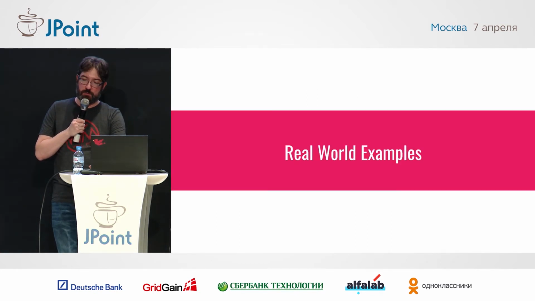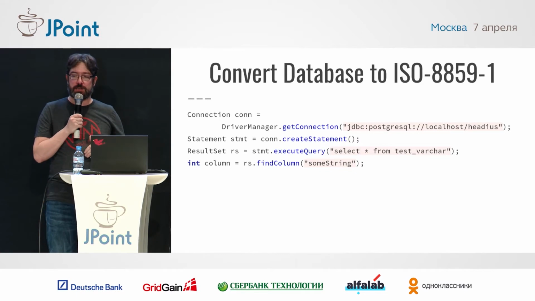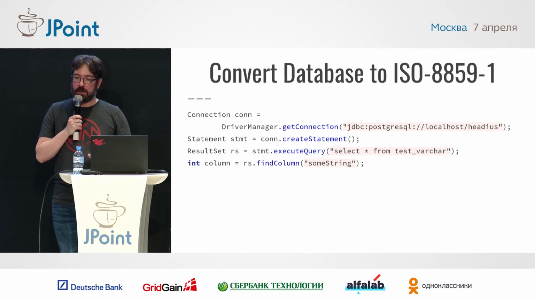Okay, so trying to wrap it up here. Some real-world examples. First one, we've got some data in our database. This is a Postgres database that's storing everything as UTF-8. And we want to be able to translate this out to some ISO encoding, for example. We don't necessarily want to have to read it off the wire all the way into UTF-16 and then back out to ISO 8859-*. So we're going to do it directly.